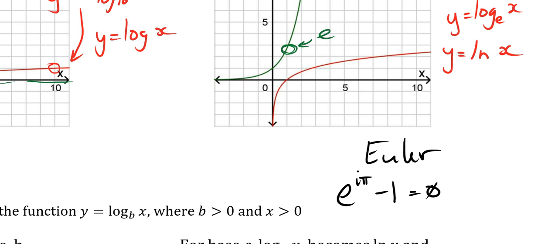Mason, what do you think? How it has 2 special numbers. It has at least 2 special numbers. How many special numbers would you say that it has? Euler thought those were the 5 most important numbers in all of mathematics.